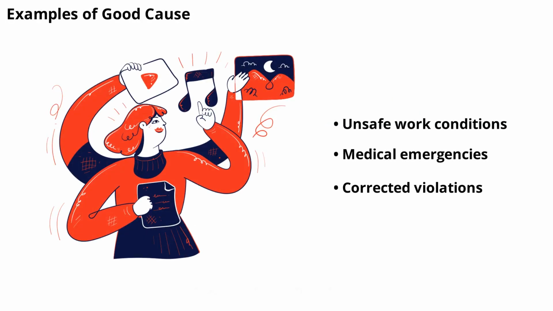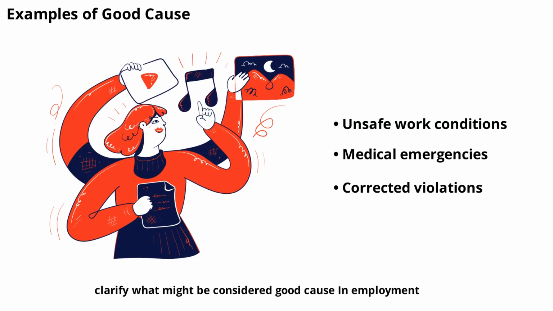Let's look at some examples to clarify what might be considered good cause. In employment, quitting due to unsafe working conditions or harassment is usually accepted. In court, a medical emergency might justify a request for more time. For licensing, correcting a past violation and demonstrating compliance can be good cause for reinstatement. These examples show how the standard is applied in practice.